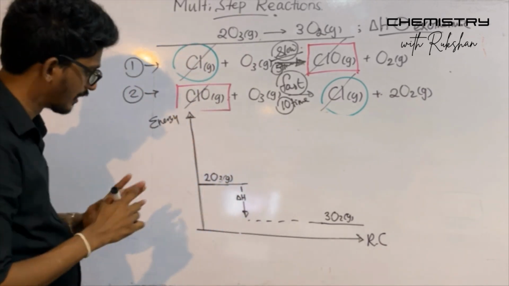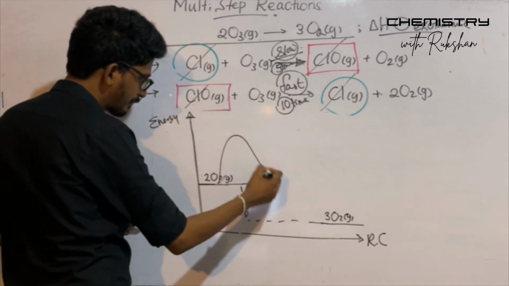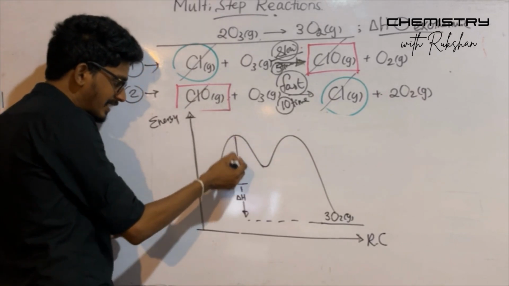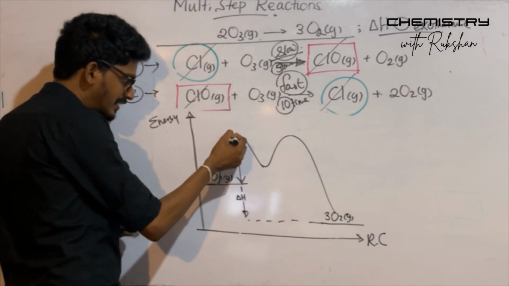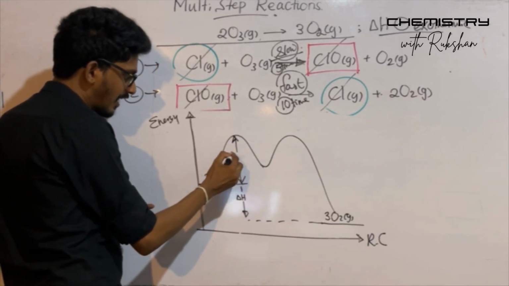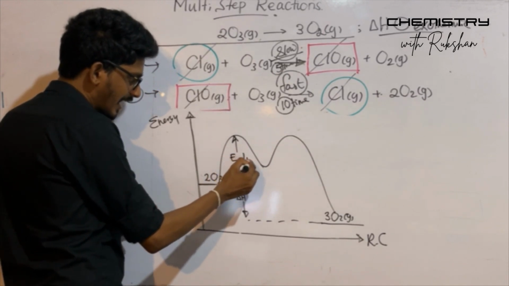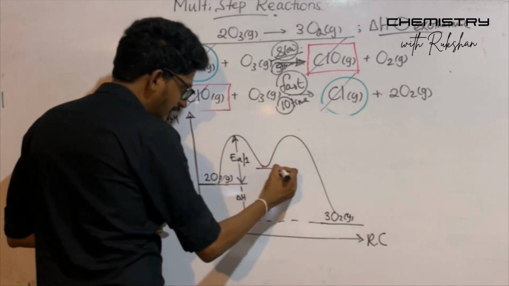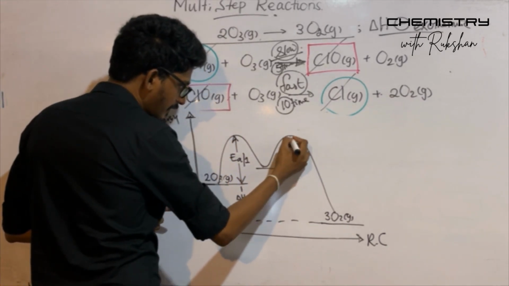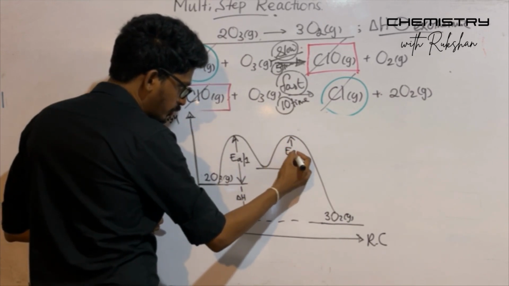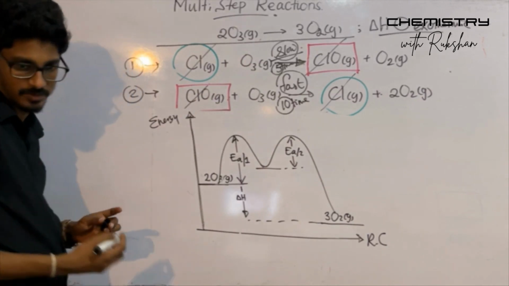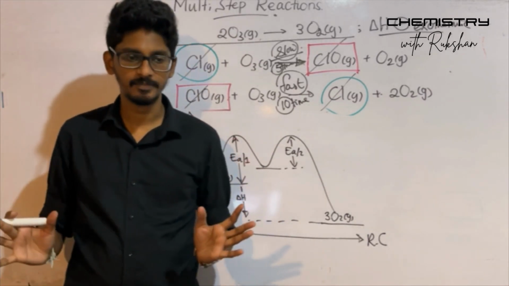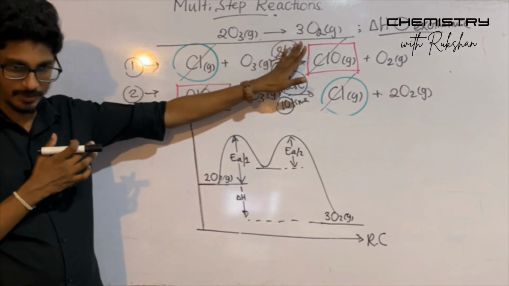So you have two steps like this. This is one step, and this is the second step. The activation energy barrier here, and the activation energy barrier here. If we denote it as EA1, the activation energy barrier for the first step should be greater than the activation energy barrier here, if you consider it as EA2 for the second step, right? That is the whole idea.